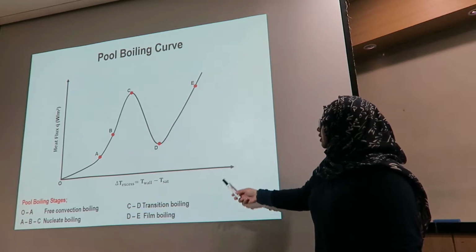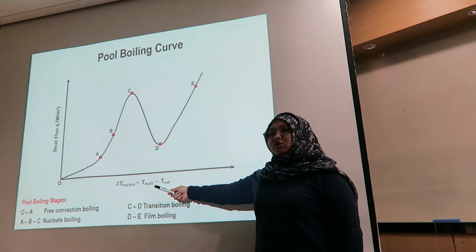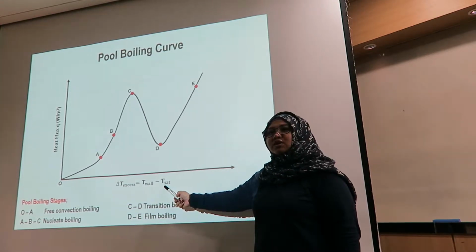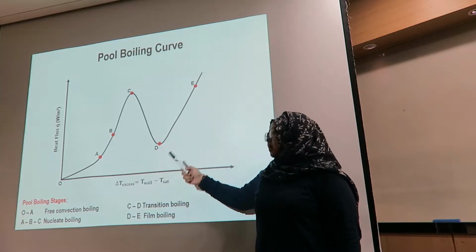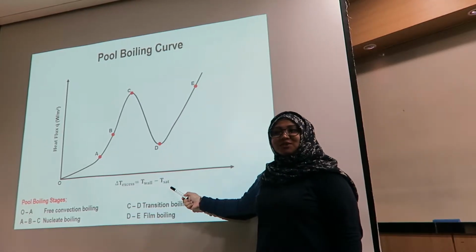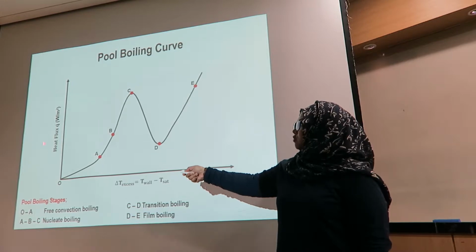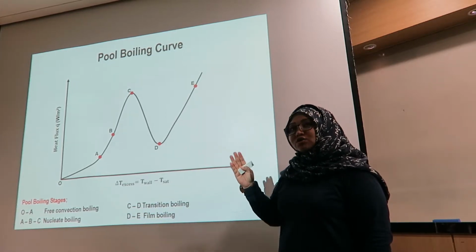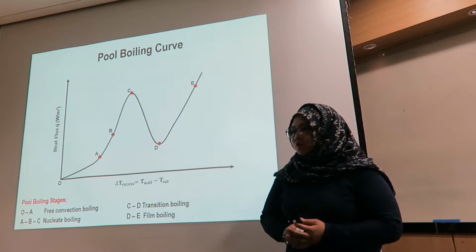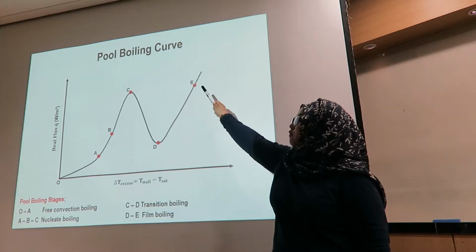In this plot, the x-axis represents delta T, the temperature difference between the wall temperature and the fluid temperature. The wall temperature is the temperature of the chamber, okay? And for the fluid temperature, as we use water here as the fluid, the temperature is under the saturation temperature. For water, the saturation temperature is 100 degrees Celsius. And the y-axis represents the heat transfer to the fluid per unit area of the chamber. We call it heat flux, or q dot. So this curve, OABCDE, we call the pool boiling curve of water.